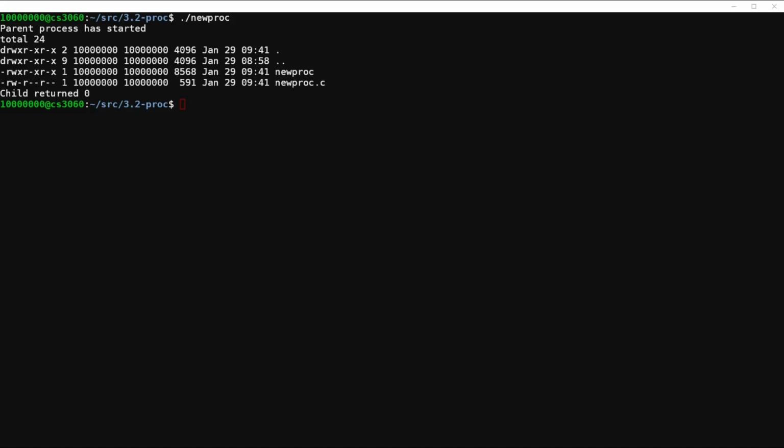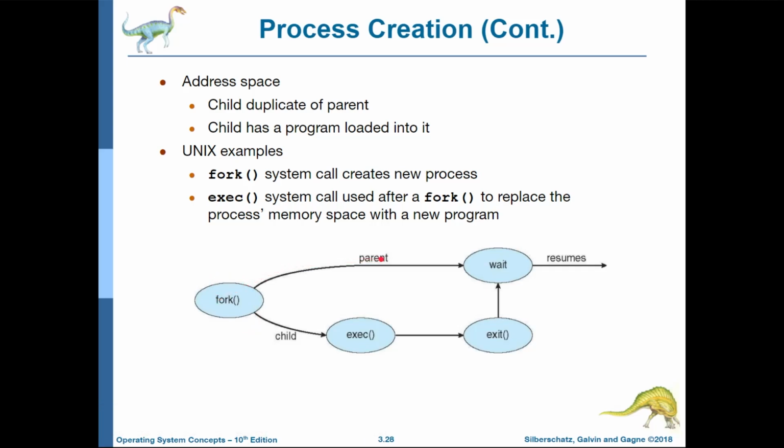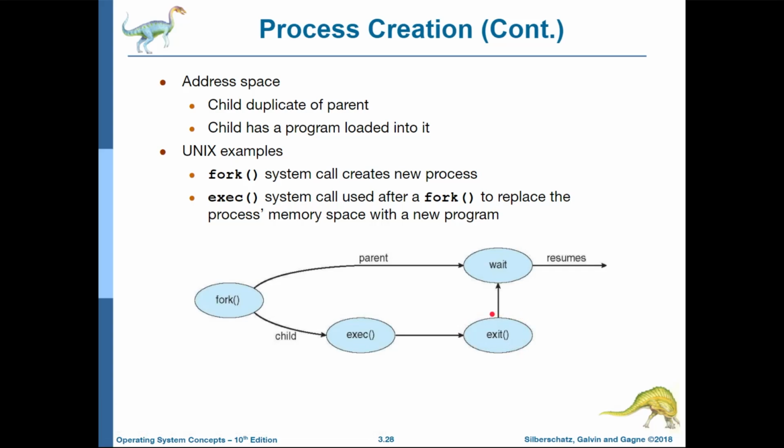Let's come back to the slides. So that should explain a little bit about how fork and exec work in tandem here. When you perform a fork, you generally fork to a parent, which waits, or you fork to a child, which performs an exec, and then the exec launches a program that it will eventually terminate.